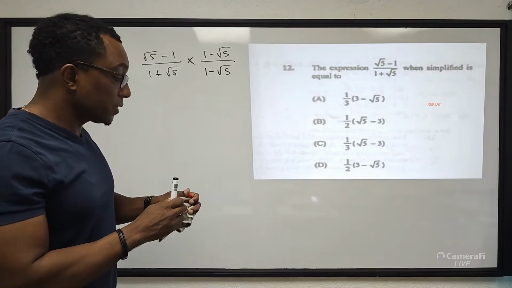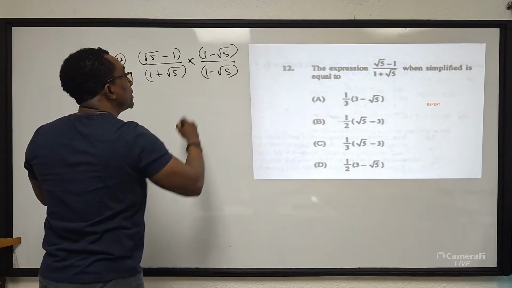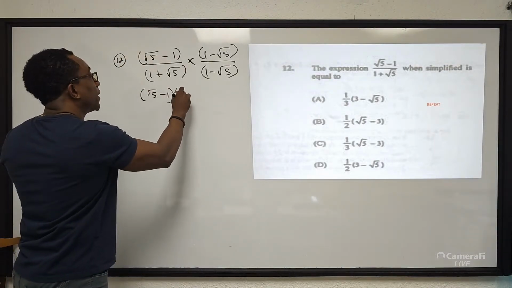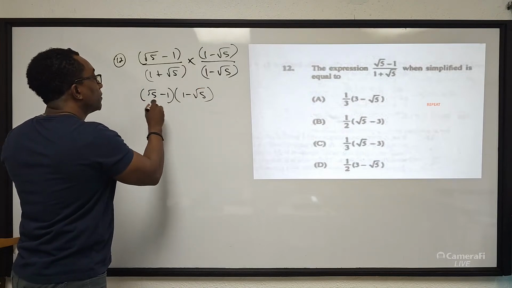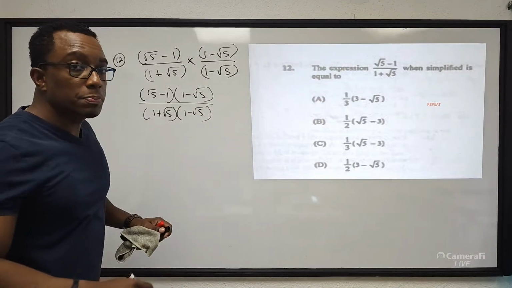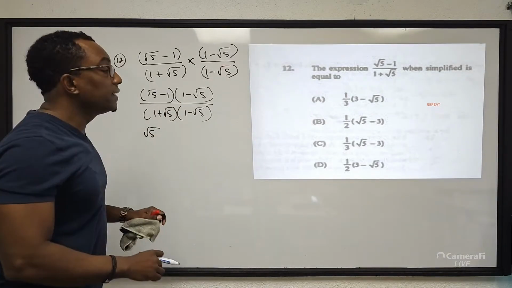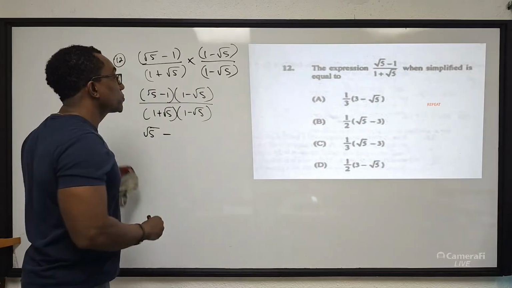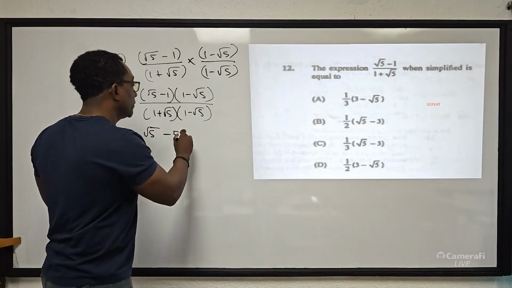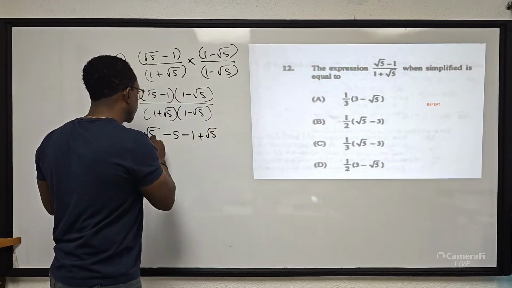What I'm going to do is multiply my numerators, multiply my denominators, and simplify to see if I get one of the options there. So this is the square root of 5 minus 1 by 1 minus the square root of 5, over 1 plus the square root of 5 by 1 minus the square root of 5. Let me expand: the square root of 5 by 1 is the square root of 5. The square root of 5 by negative the square root of 5 is negative the square root of 25, which is 5. Negative 1 by 1 is negative 1. Negative 1 by negative the square root of 5 is positive the square root of 5.